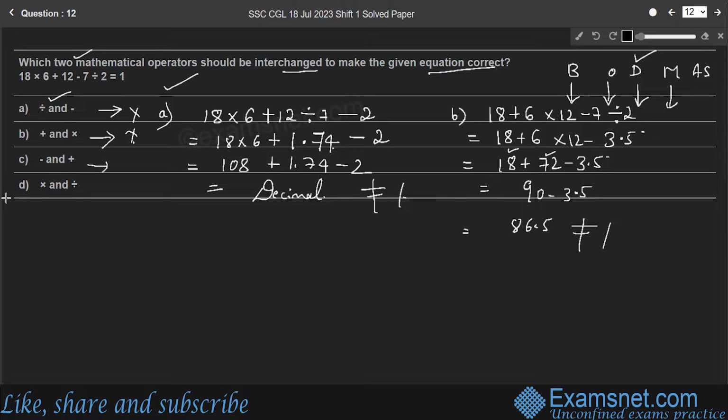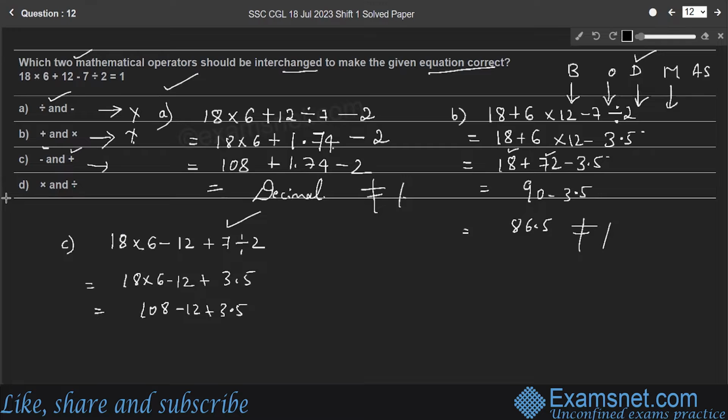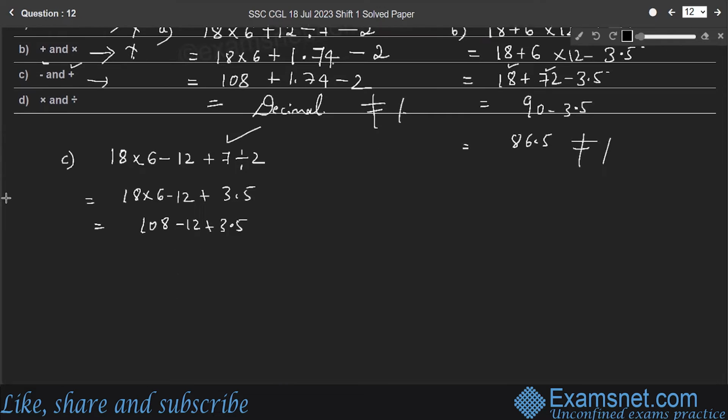So next comes option C. If we interchange subtraction and addition signs, the equation becomes 18 into 6 plus 12 becomes minus 12, minus 7 becomes plus 7 divided by 2 is equal to. So again from BODMAS rule, 18 into 6 minus 12 plus 7 by 2 is 3.5. Next comes multiplication. So 108 minus 12 plus 3.5. Again you will get a decimal, right? Which is not equal to 1.